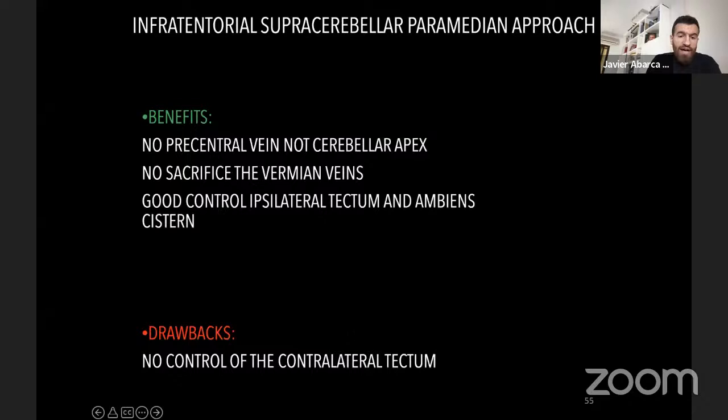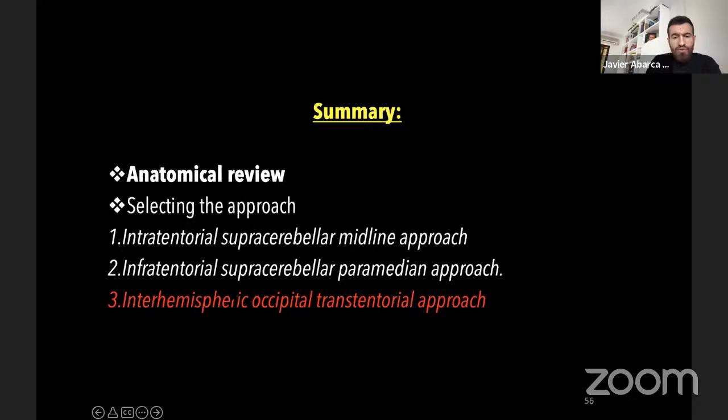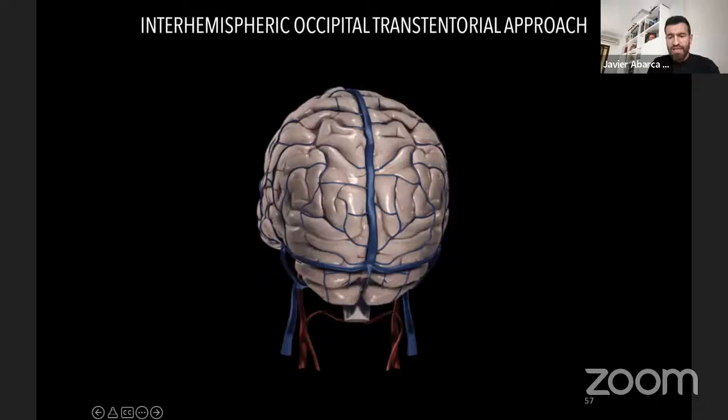And finally, we need to review another less used but very useful anatomical surgical approach, the interhemispheric occipital transtentorial approach. In this case, the route is supratentorial, above the transverse sinus and lateral to the most posterior end of the straight sinus.